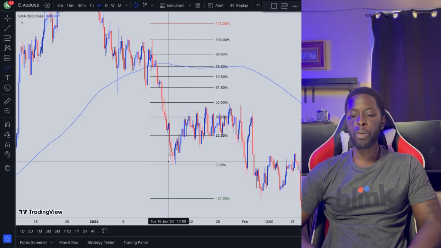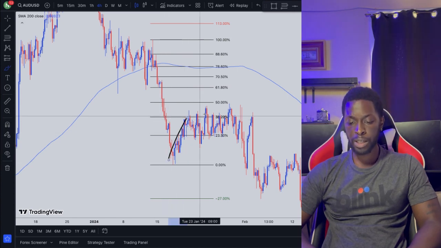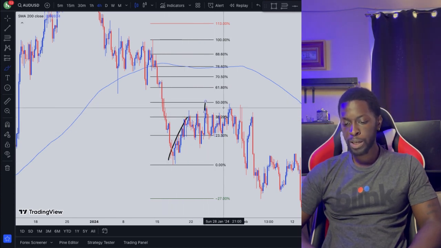You're looking for a pullback to these levels. So as you can see, it hits the 38, almost pulls back and touches the 50. Oh no, it does actually right here. It touches the 50.